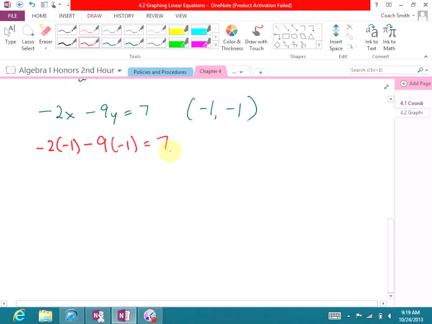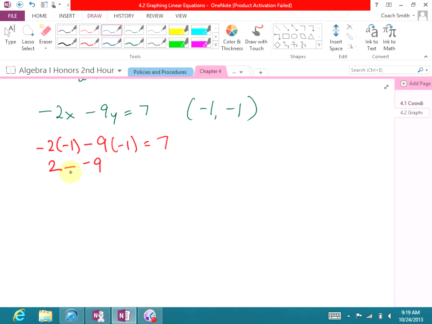Now, in this particular case, you really don't have to know which one's x and which one's y, because they're both the same. So you're just plugging in a negative 1 for each variable. Well, that gives us a positive 3 minus positive 2. Excuse me, I was adding there for a second. Positive 2 minus negative 9.